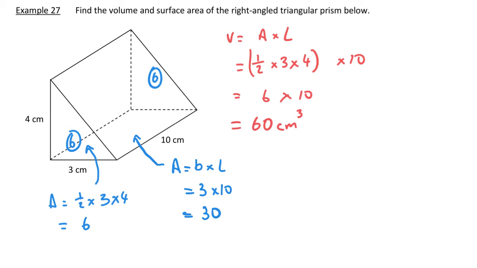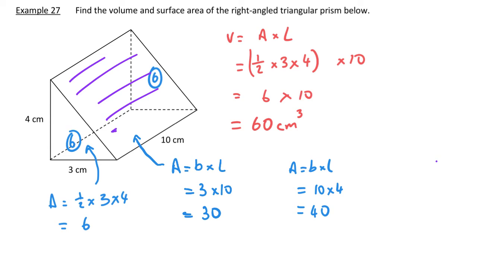The back wall is going to be another rectangle, so it's base times length again. It's 10 centimeters long and 4 centimeters tall, so that's 40. Then we need to think about the slope, the diagonal length.